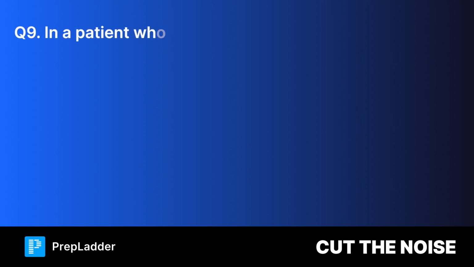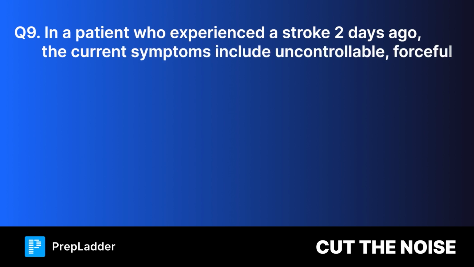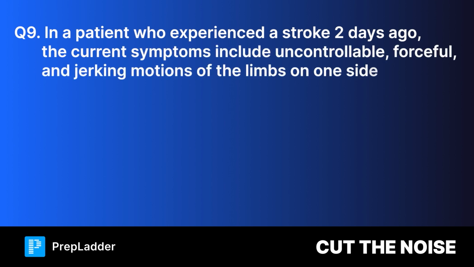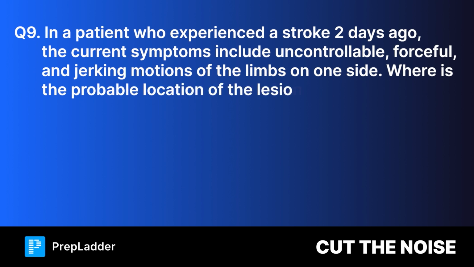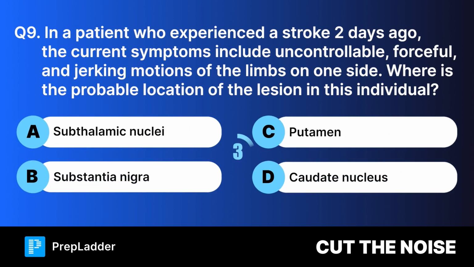Question 9. In a patient who experienced a stroke 2 days ago, the current symptoms include uncontrollable, forceful, and jerking motions of the limbs on one side. Where is the probable location of the lesion in this individual? Your options are. And the correct answer is subthalamic nuclei.